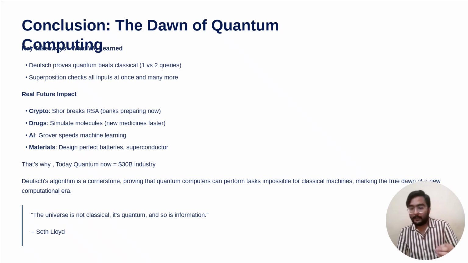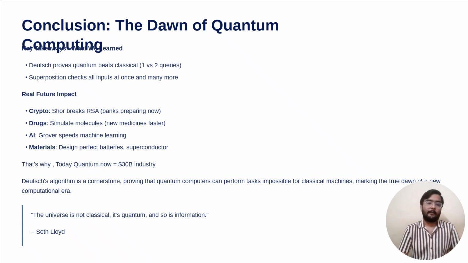Classically, this needs two queries. Deutsch's algorithm showed that a quantum computer can solve it with just one query. The speedup is small, but the message is very powerful: quantum mechanics can be used to build computers that outperform classical ones for certain tasks. The data prove that quantum beats classical, one versus two queries. Superposition checks all the inputs at once.